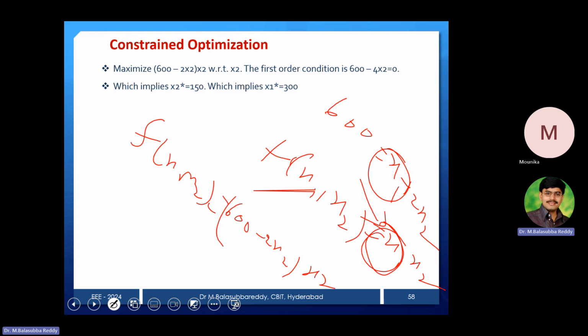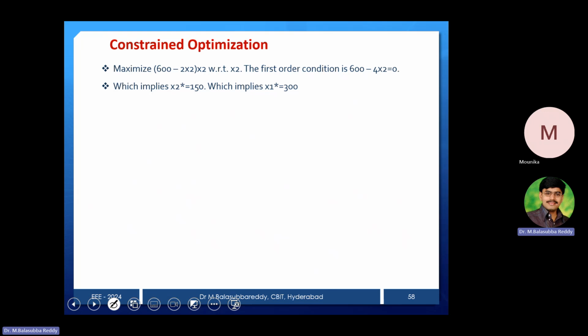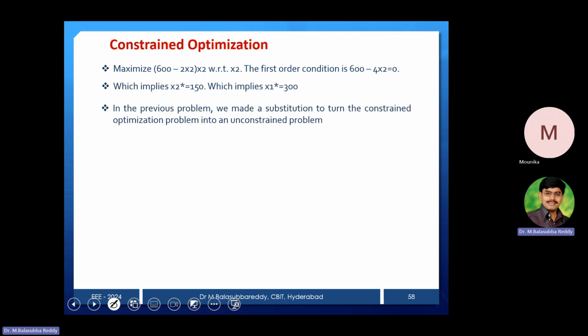From that, we got x2 star is 150, which implies x1 is equal to 300, because once you know x2 is 150, as per our equation x1 is equal to 600 minus 2x2, then put it here and we get the x1 value equal to 300. Now, in this problem, f of x1 into x2, we made a substitution to turn the constrained problem into an unconstrained problem. That's what we did for this problem.